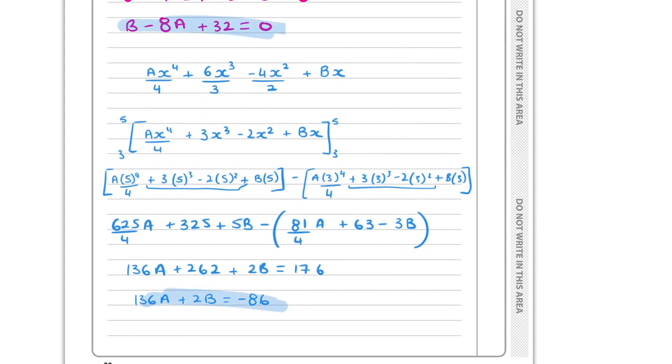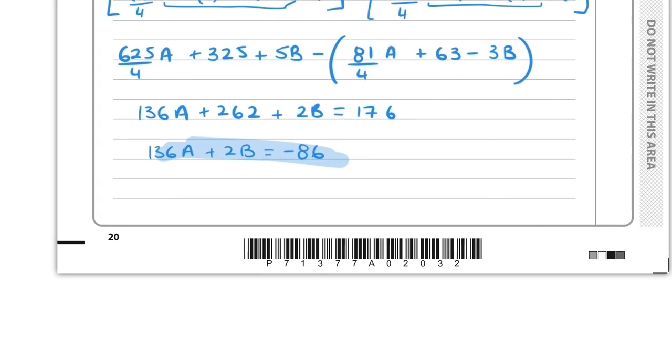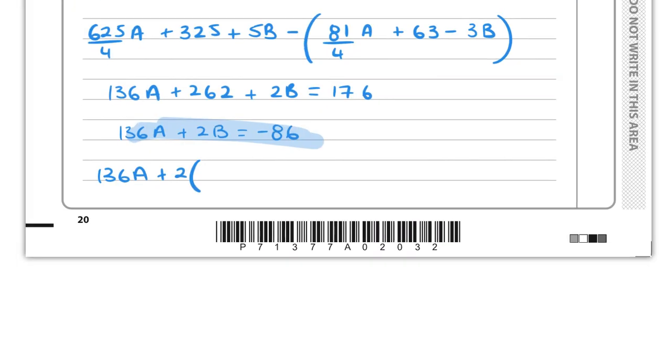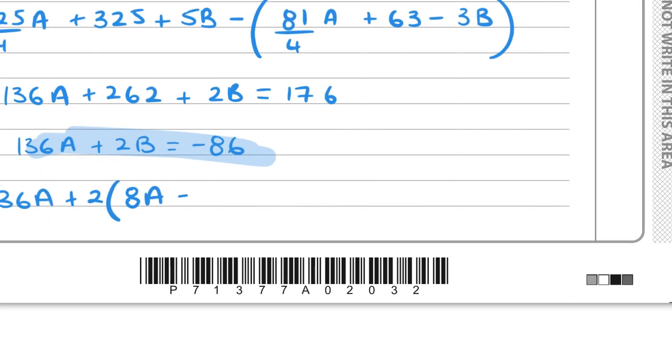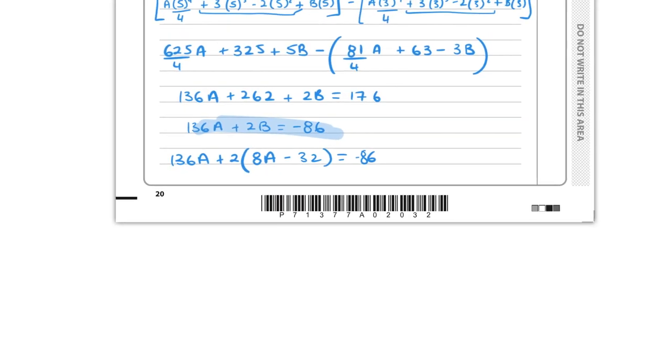Okay, I had that other one from earlier, didn't I? Here it is. What I'm actually going to do is rearrange the first one. I'm going to have b equals 8a minus 32. I'm going to substitute that in here. So we're going to have 136a plus 2 lots of 8a minus 32 equals negative 86. Okay, so we should be able to expand and simplify this pretty simply.